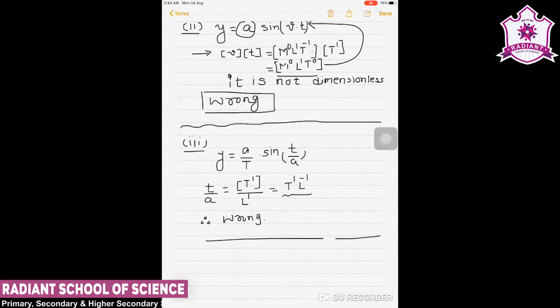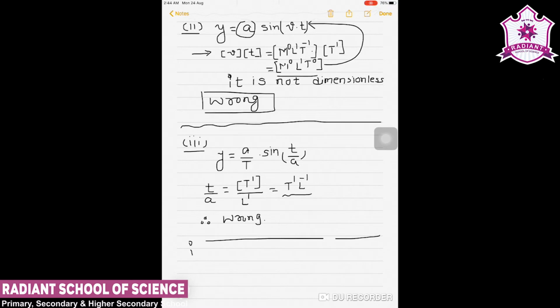Sometimes we found that okay, here sine t by a has a dimension of t1 l minus 1, but the rule is that the term which is in a multiple with a sinusoidal, that is sinusoidal angle, is dimensionless. So here t upon a must be dimensionless. So ever if we found this is having some dimension, we strictly say that this equation is not possible.